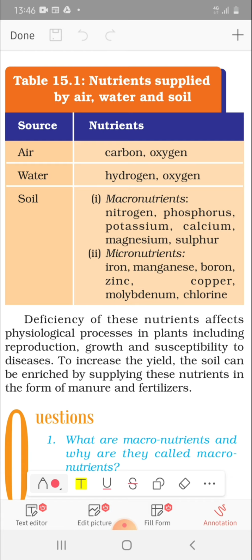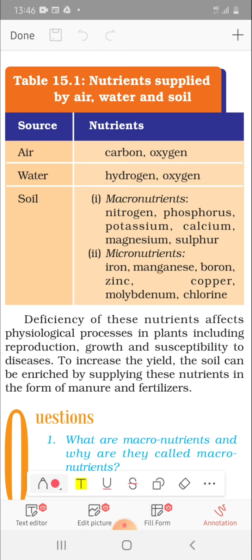Amongst these, some are required in large quantities and are therefore called macronutrients. So a term you get, macronutrients. Why are these called macronutrients? Because these are required in large quantities. The other nutrients are used by plants in small quantities and are therefore called micronutrients. So, micronutrients, another term you get. Macro means required more in amount, and micro means required less in amount.